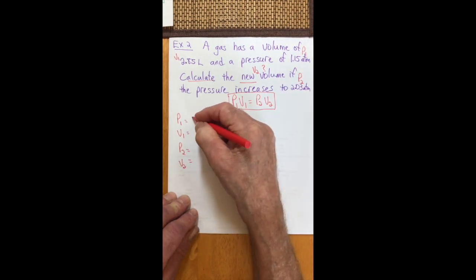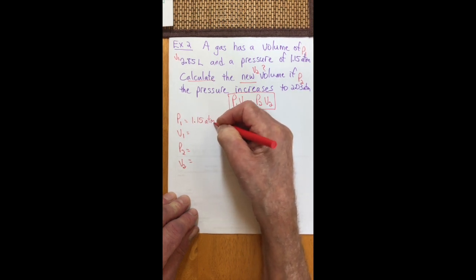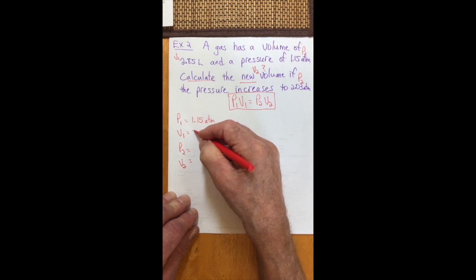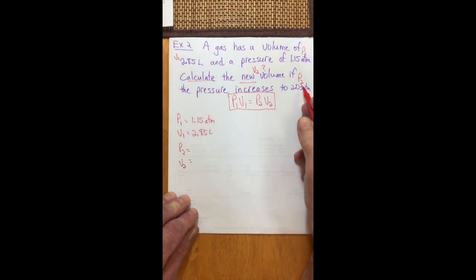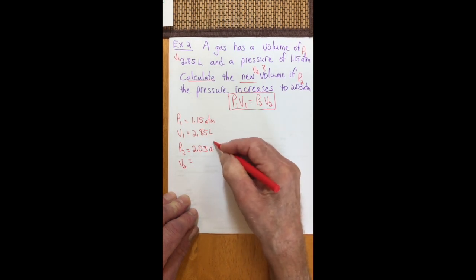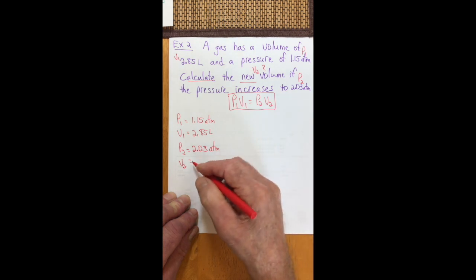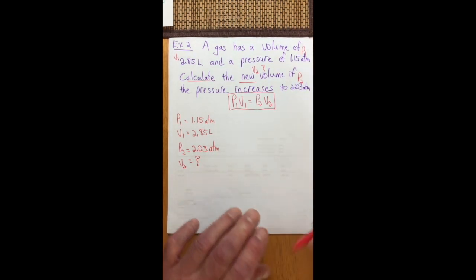My P1 is 1.15 atmospheres. My V1 is 2.85 liters. My P2 is given to me here at 2.03 atmospheres, and my V2 is what I'm looking for. So we just set that up.